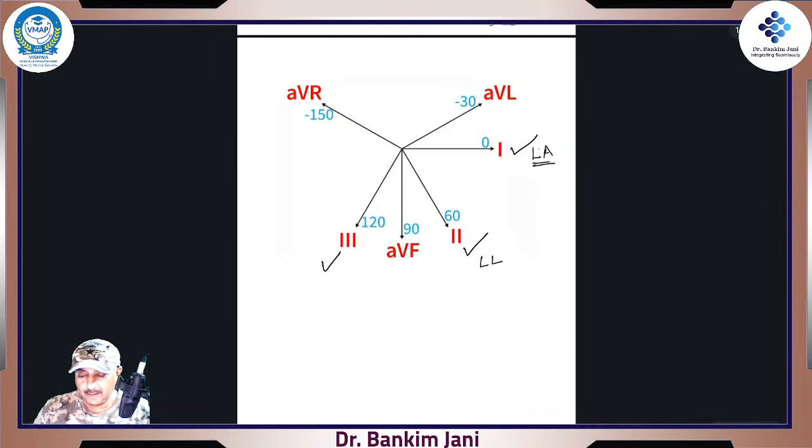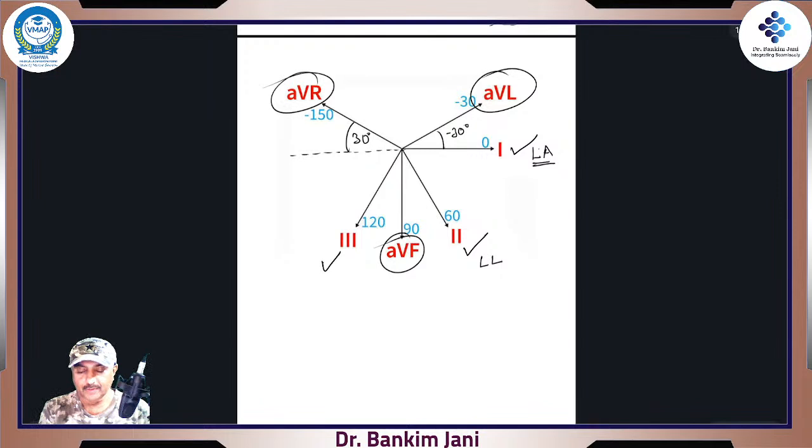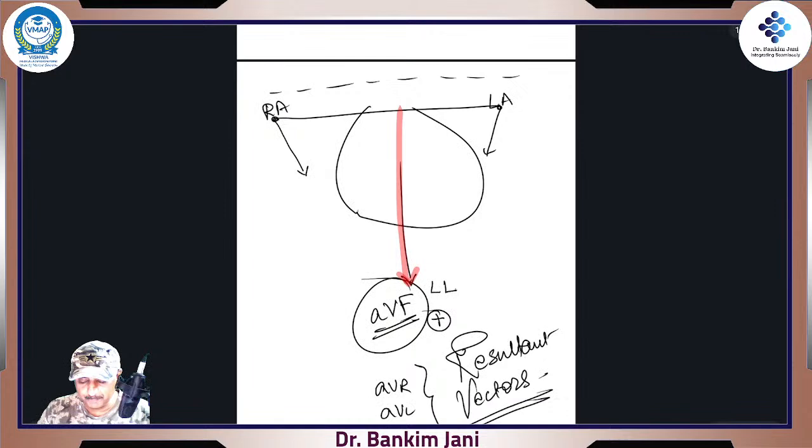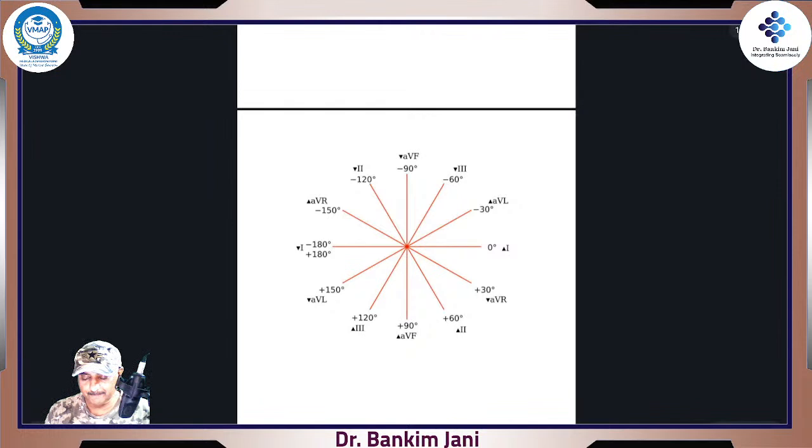And this is AVL, and that's minus 30. And the same way over here, when it is 0, this would be 30 degree. Right, so AVR, AVL, AVF, these are the augmented resultant vectors. When we superimpose all of them together, this is what we are getting.